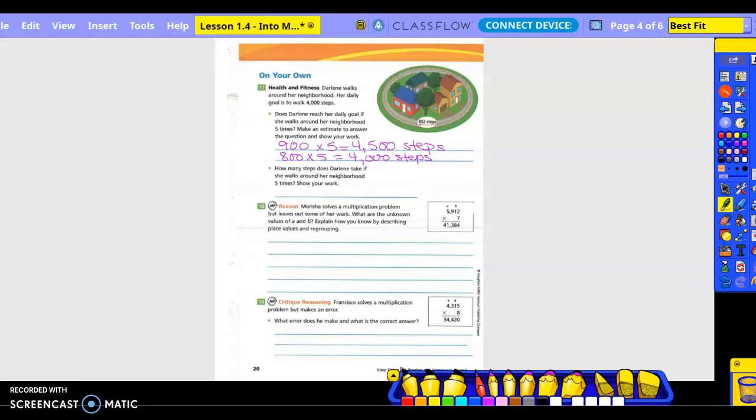So how many steps does Darlene take if she walks around her neighborhood? So they want us to get the actual answer, right? Let's go ahead and mark this real quick. It's the low and the high. That was the high estimate, and that was the low estimate. So 852 times 5. 5 times 2 is 10. Carry the 1. 5 times 5 is 25, plus 1 is 26. Carry the 2. 5 times 8 is 40, plus 2 is 42. So she walks 4,260 steps.